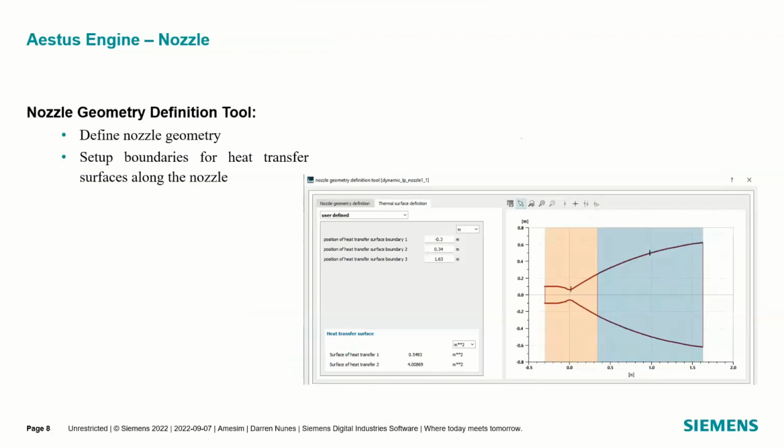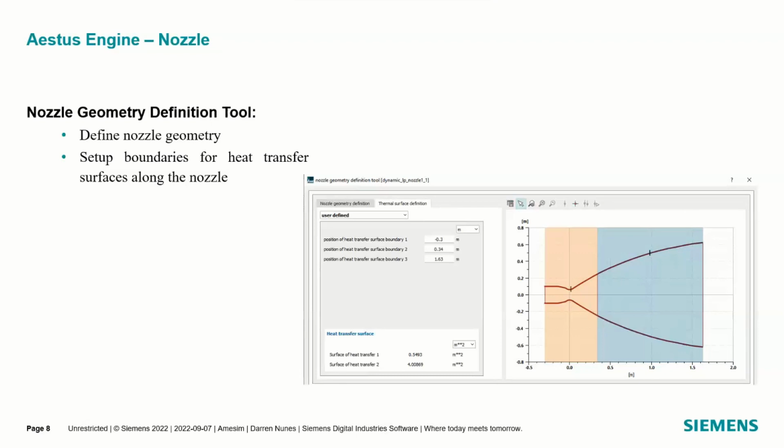The next thing is we have this nozzle geometry definition, right? So we define the position, define the different boundary conditions of heat transfer. Again, this was extracted from literature, but we were easily able to set up the different boundaries for heat transfer surfaces. We can retrieve the value of the surfaces for heat transfer that you see on the bottom there, based on the geometries that we put and the positioning of where we want those surfaces of heat transfer.